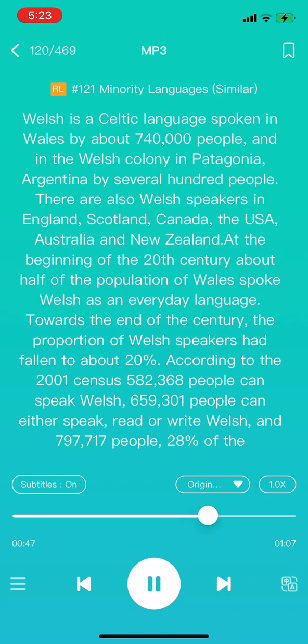According to a survey carried out by S4C, the Welsh language TV channel, the number of Welsh speakers in Wales is around 750,000, and about 1.5 million people can understand Welsh. In addition, there are an estimated 133,000 Welsh speakers living in England, about 50,000 of them in the Greater London area.